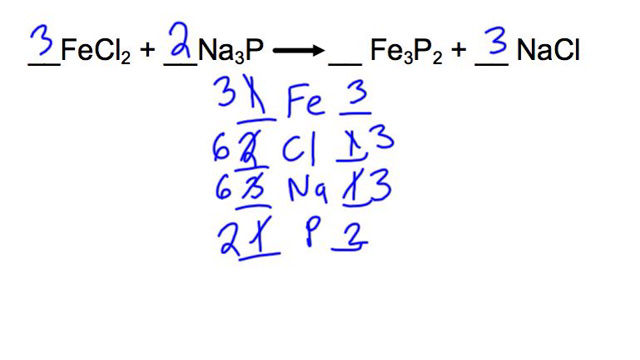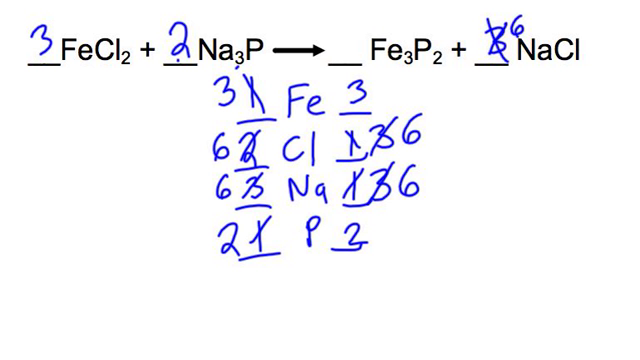So I have 6 Nas on the left. 2 times 3 is 6. So I need 6 on the right. So I can get rid of this 3 and start over. If I need 6 Nas on the right, I'm going to end up needing a 6 here. So I will put a 6 there. That's going to put my Na back to a 6, my Cl to a 6. So you can keep changing the numbers until it works.